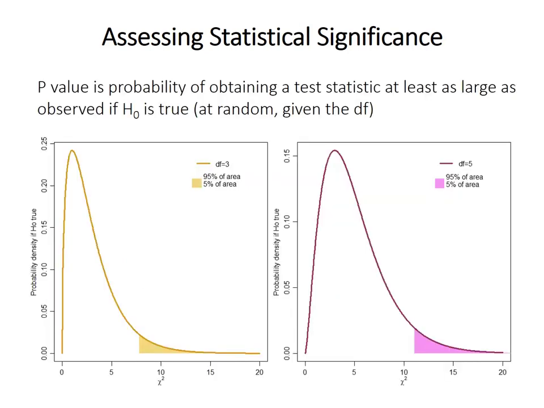Remember that the p-value in all these tests is defined as the probability of obtaining a test statistic at least as large as observed if the null hypothesis is true. The chi-squared distribution with appropriate degrees of freedom tells us the expected values that the statistic will take if the null hypothesis is true. So we compare our observed value to that distribution of expected values, and the area under the curve at least as extreme as the observed test statistic is the p-value.